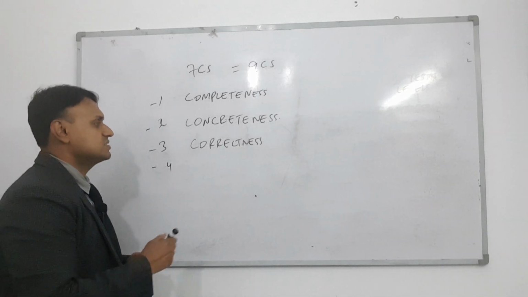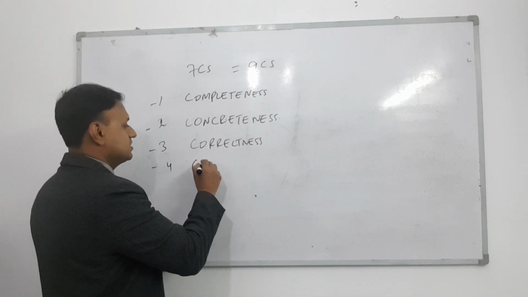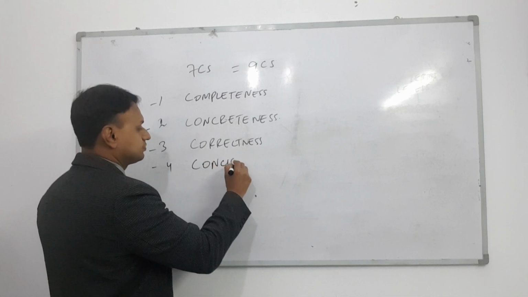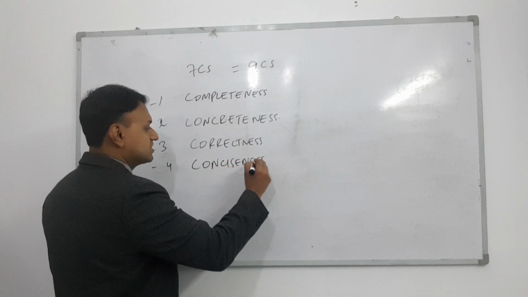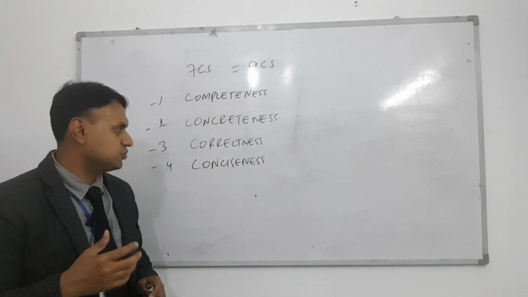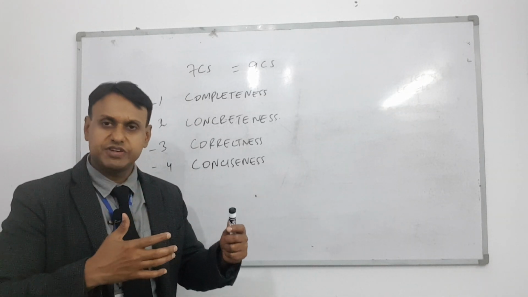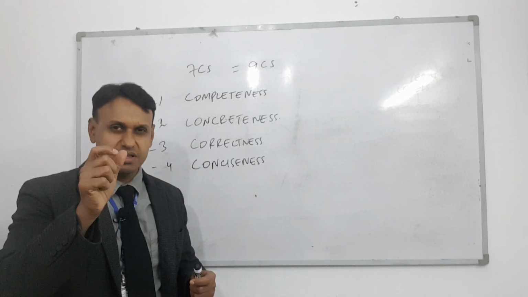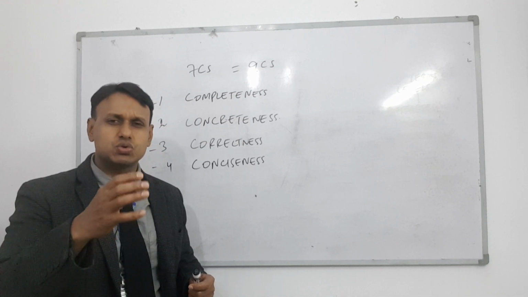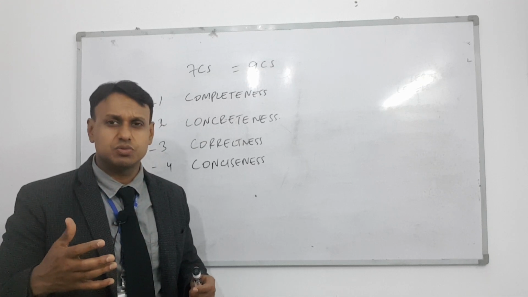Apart from correctness, what we can discuss here is conciseness. So just take an example of the YouTube video. If you want to watch a video, you always go for the number there, the duration of the video. If it is too long, you might not be picking that video because it is too long.